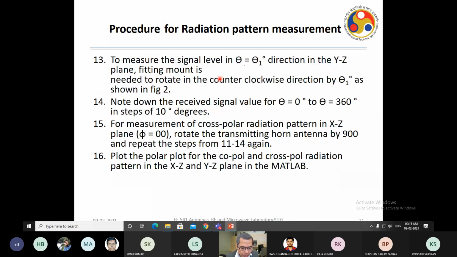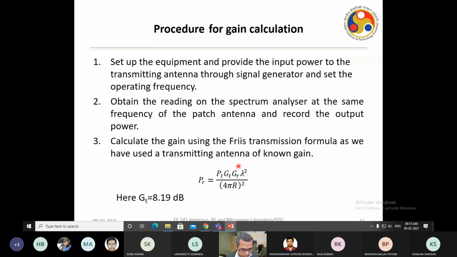And one more thing, you can also measure the gain of the antenna. For example, we have used the double ridge horn antenna as a transmitting antenna, and the DUT is the microstrip patch antenna for which I want to measure the gain. So you have the same setup as for the radiation pattern measurement, but you know the gain of the transmitting antenna. The gain of the transmitting antenna in this case is 8.19 dBi. There should be an i here. dBi means dB isotropic.